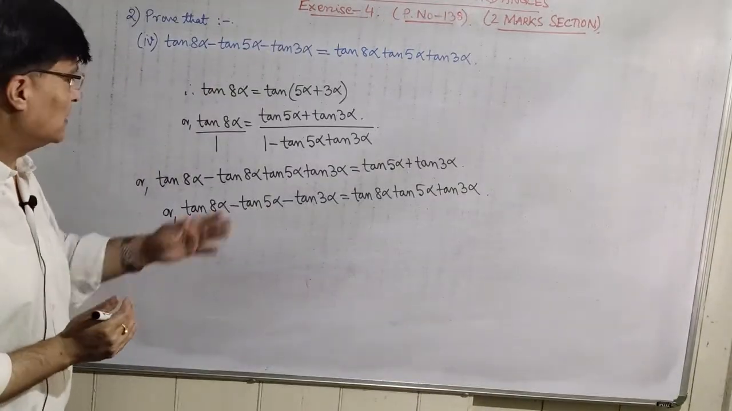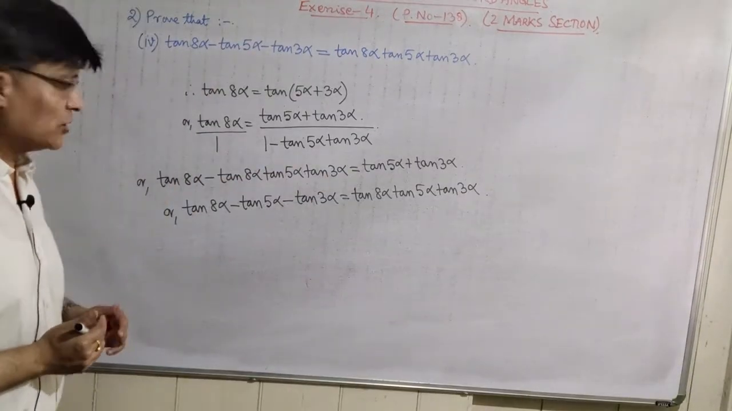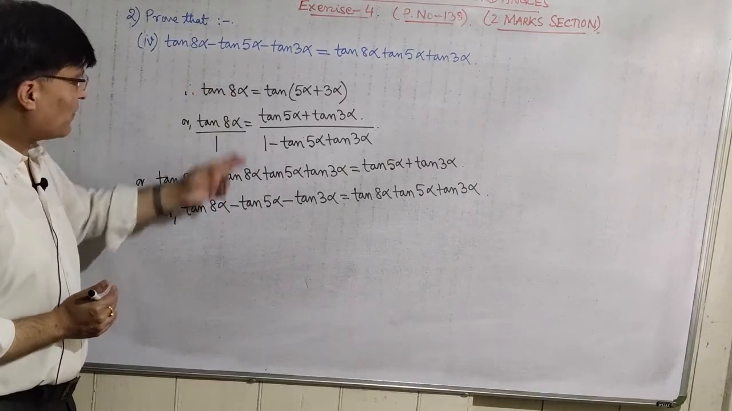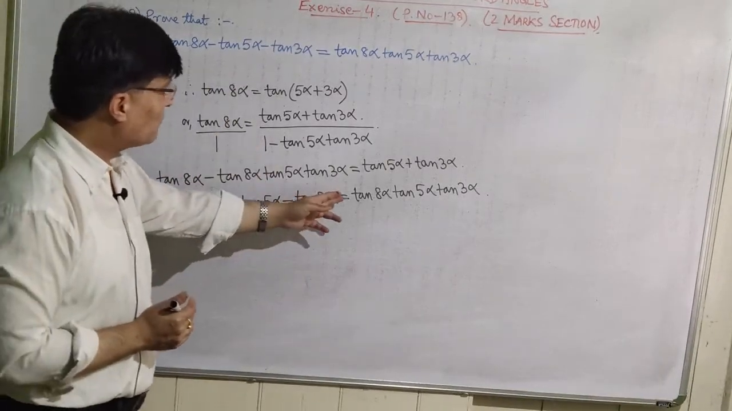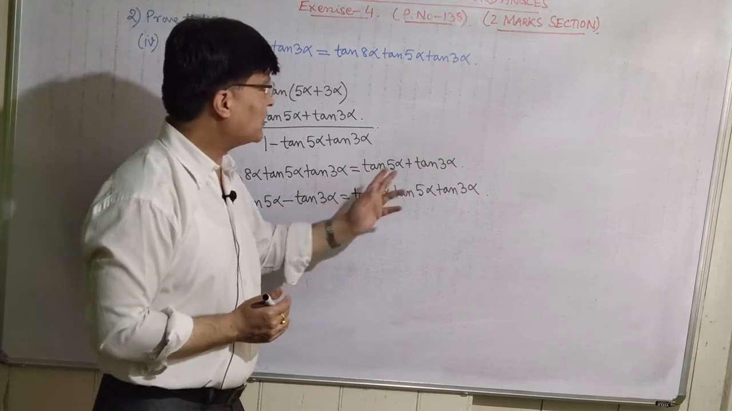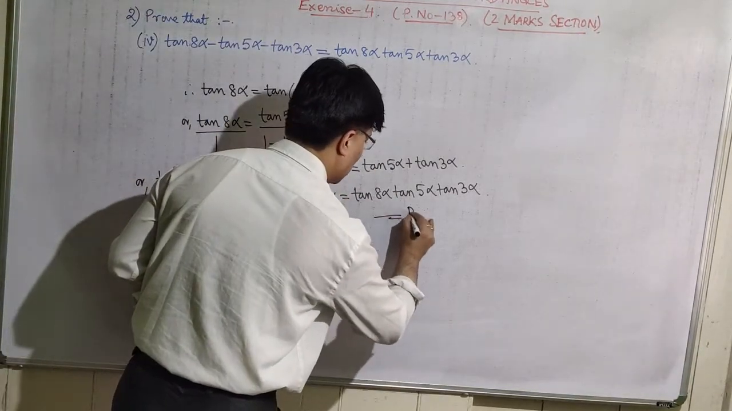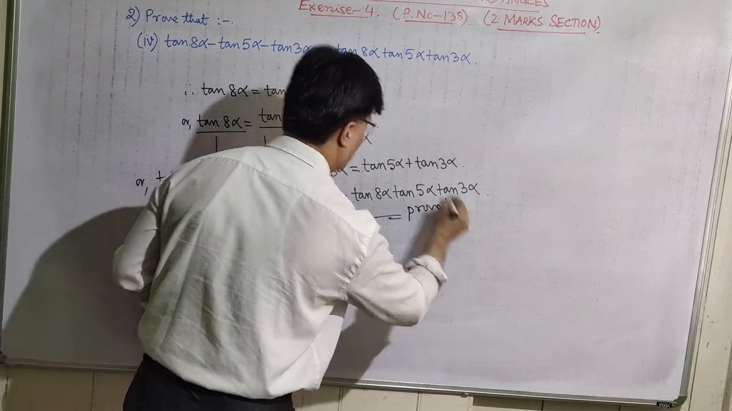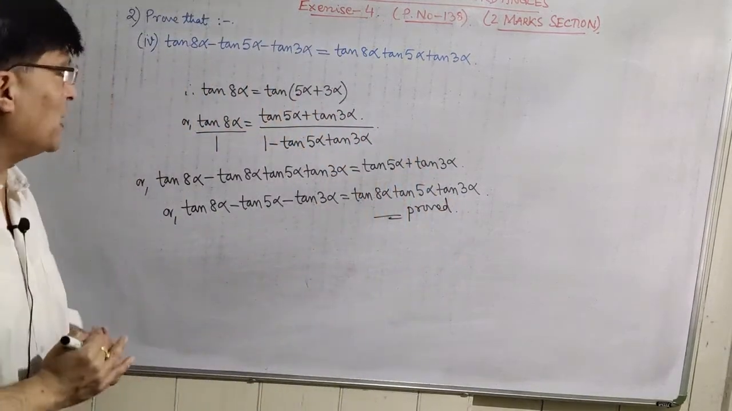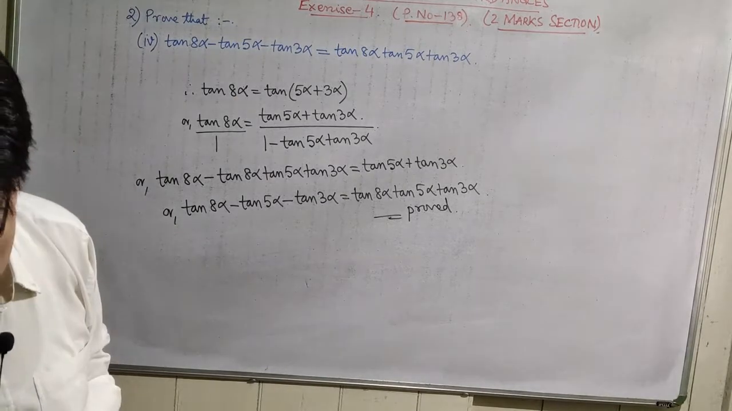So we have proved that this LHS is equal to RHS. So tan 8 alpha minus tan 5 alpha minus tan 3 alpha is equal to tan 8 alpha tan 5 alpha tan 3 alpha. So it is proved. I think you have understood it. So you can copy it. Now we'll do the next question.